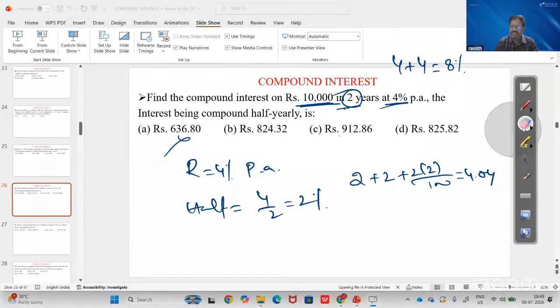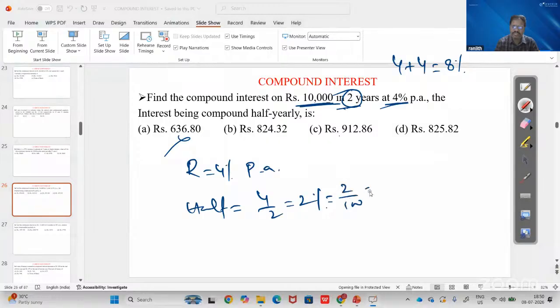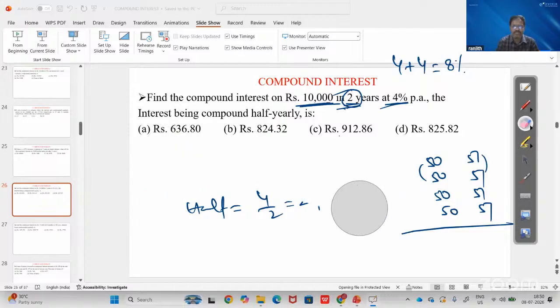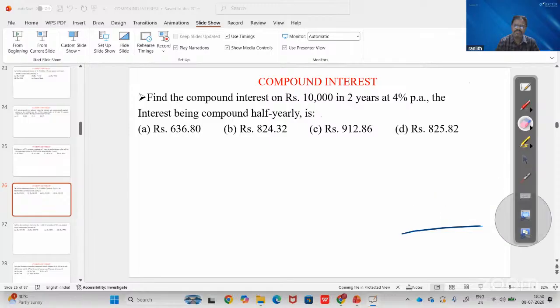Or else we'll go with the ratio method also. 2 percent is nothing but 2 by 100, that is 1 by 50. So 50, 51, 50, 51. Total 2 years, and I'm taking only half-yearly. So 50 I can multiply, but 51, 51, 51 will be complicated. So instead of the half-yearly method, what is the other method?